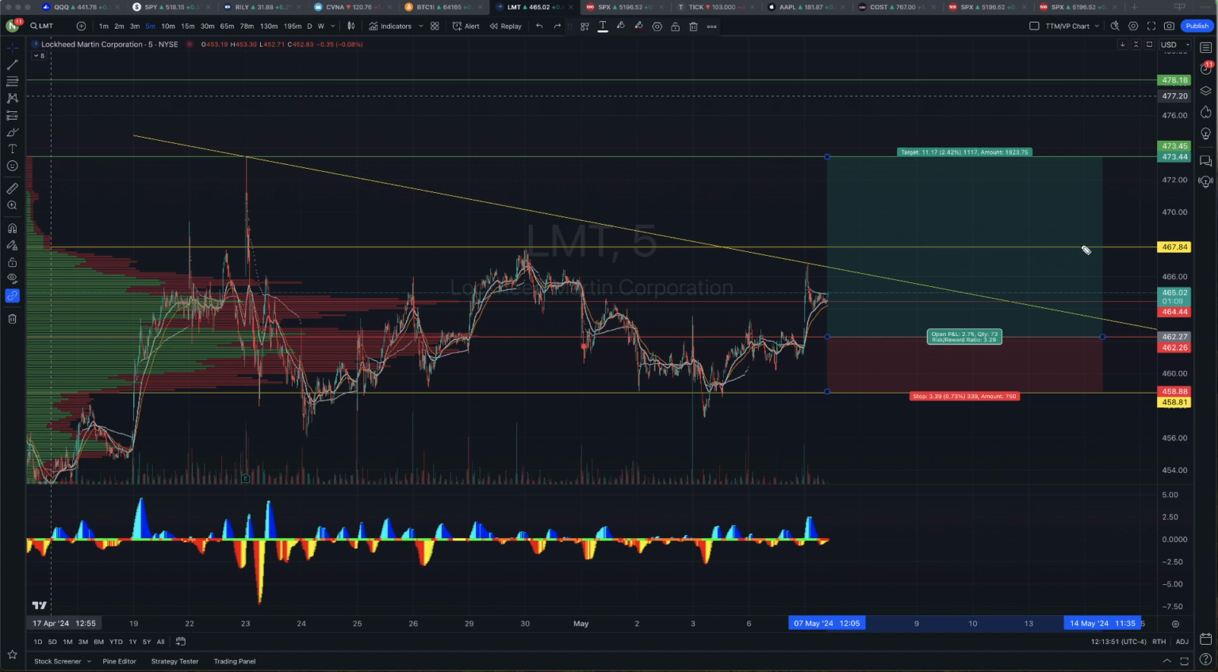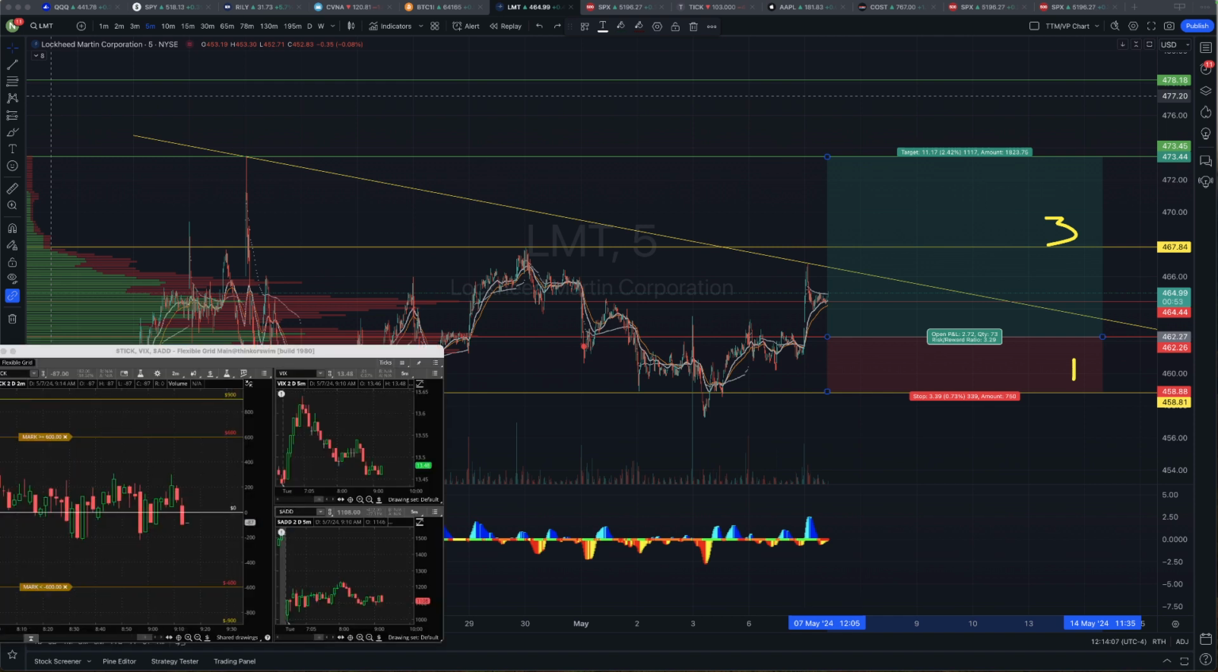So we have our 3 to 1 risk reward. We are playing this on a 195 minute chart, so I would be playing this out quite a bit further. So for LMT, I would be at the very least playing this out to the May 24th, which is 17 days, and I would be playing the 465s.